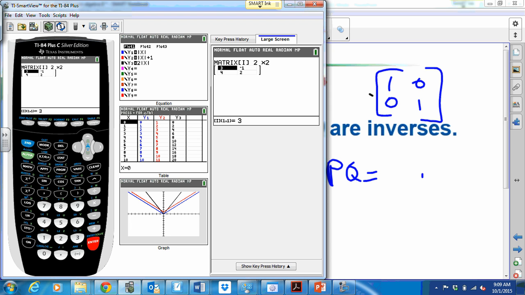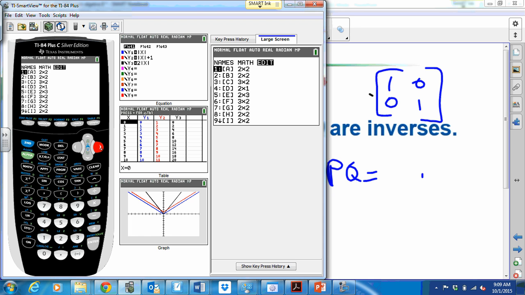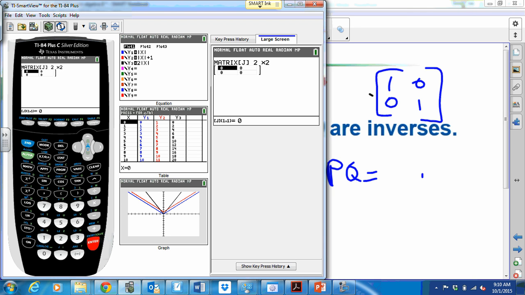Okay, now I need to go put my other matrix in. So I'm going to go to second matrix and go to edit. And this time I want J. And I want it to be 2 by 2. And this one's 1, -3, 2, 4. The more you do these, the quicker you get. So I'm going to hit quit.